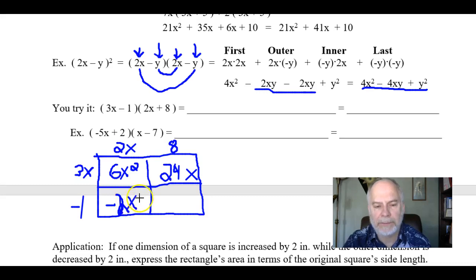I'm having trouble writing. And then -1 times 8 is -8. So the final answer here, well, you can add terms that are in the diagonal. You see that these terms here in the diagonal, oops, I didn't mean to cross that out, but the diagonal terms are like terms, as they will often be, and so you can combine those.